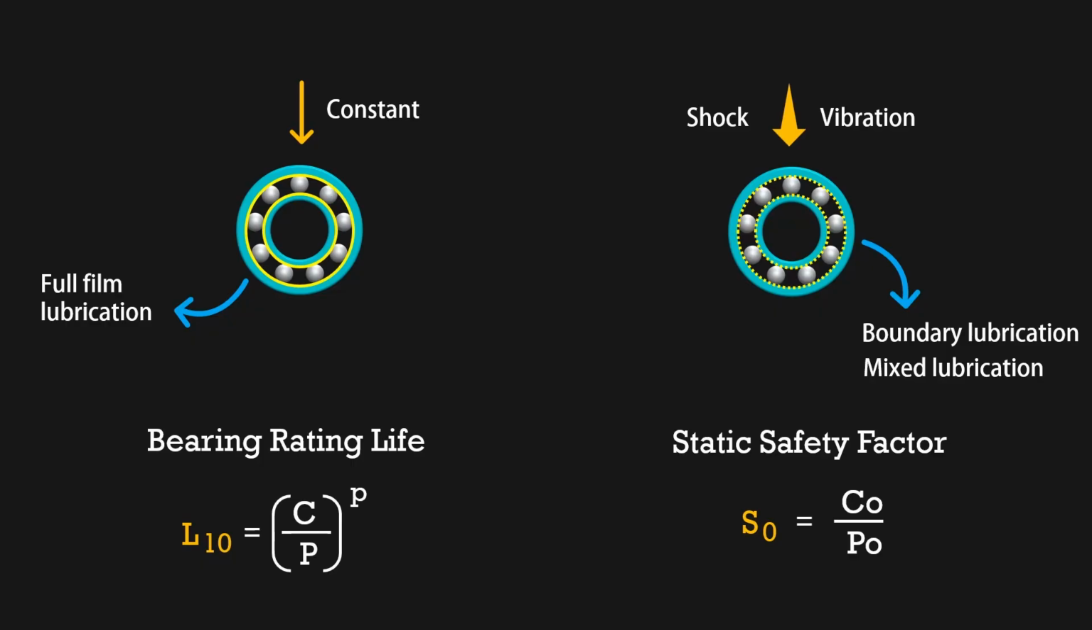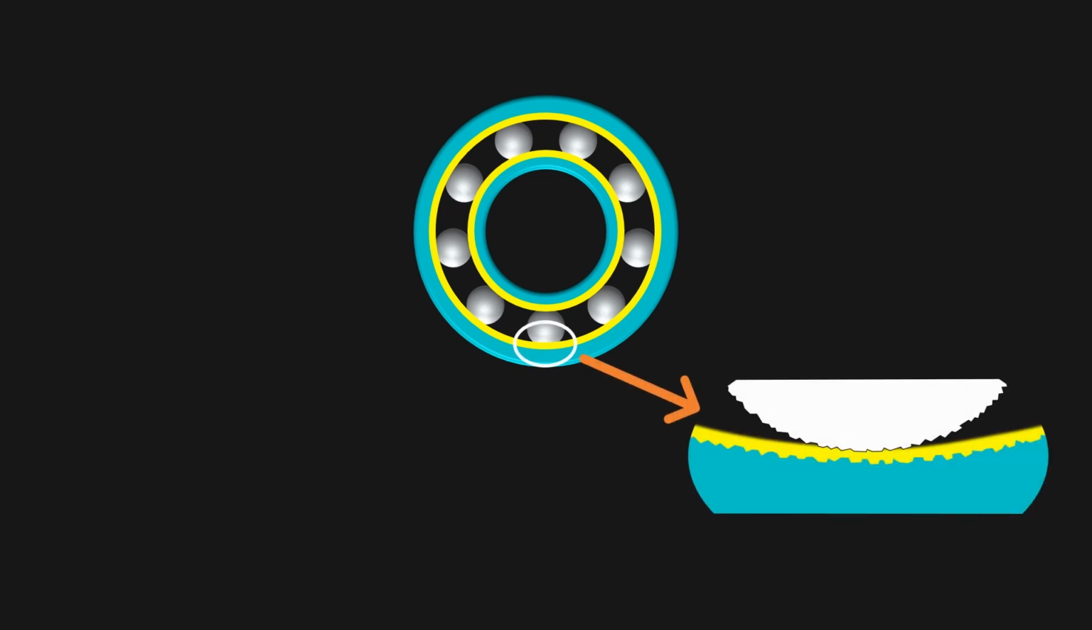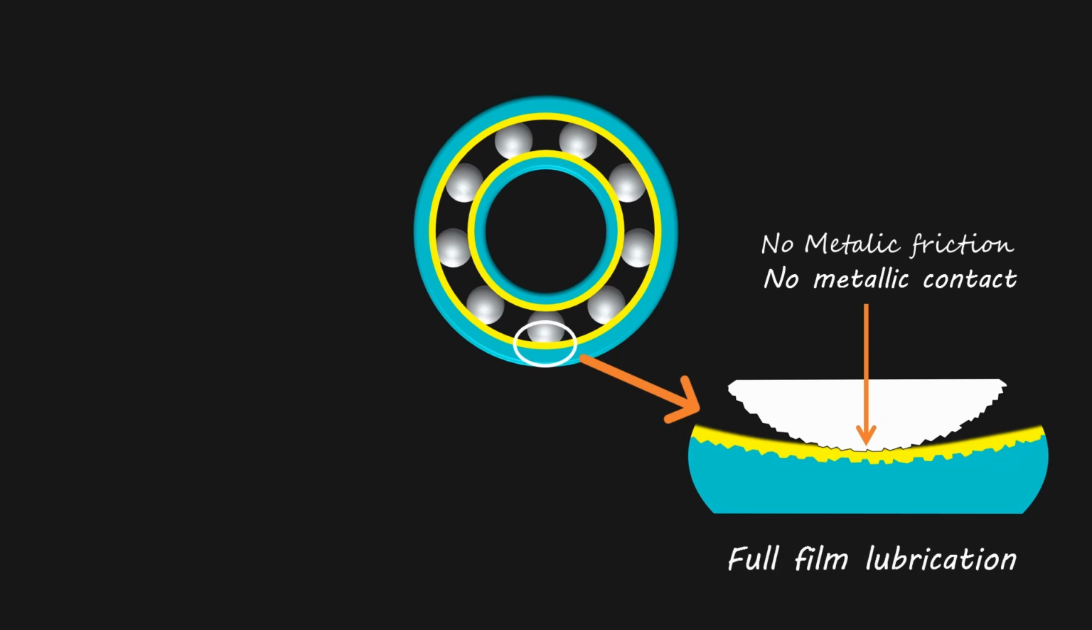So here the loading behaviors like constant loading, shock loading or vibrational loading are self-explanatory with their names. But what about lubrication condition? When can we say the bearing is running in full lubrication and when can we say it is running in boundary lubrication or mixed lubrication? If the lubricant inside the bearing makes a thin but full film between the bearing rolling elements and the bearing raceway and avoids direct metal to metal contact when the bearing is running, meaning no metallic friction, this is considered as bearing full film lubrication condition.